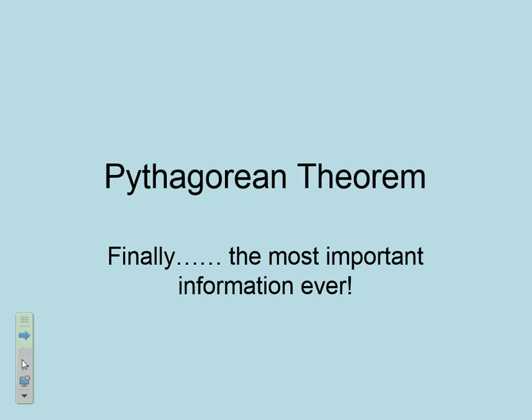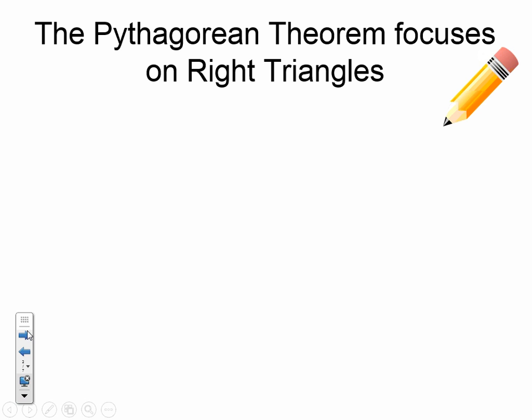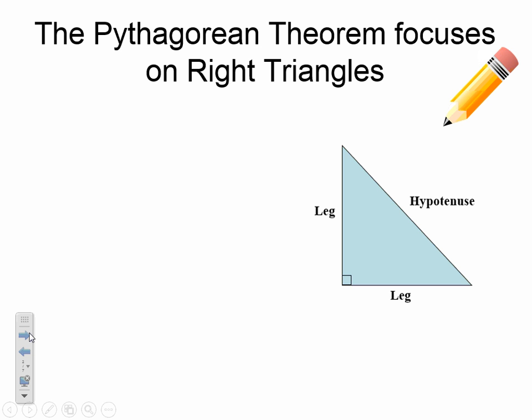You may have seen it before, hopefully you've seen it before, and hopefully the skill comes back to you and you remember some of this stuff, okay? So the little pencil right here on the screen tells you that you should write this part down. The Pythagorean theorem focuses on just right triangles, okay? And you should remember that right triangles have special names for their sides. You should write this part in your notes as well.